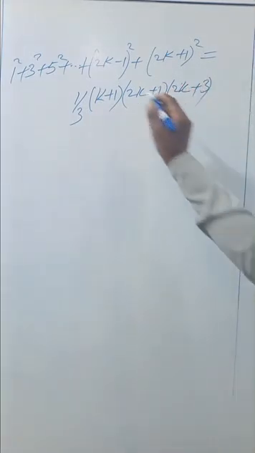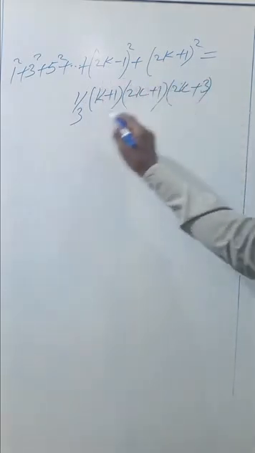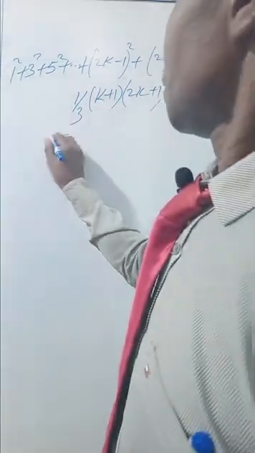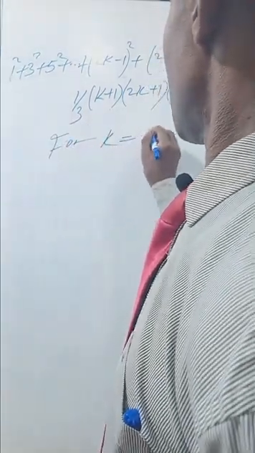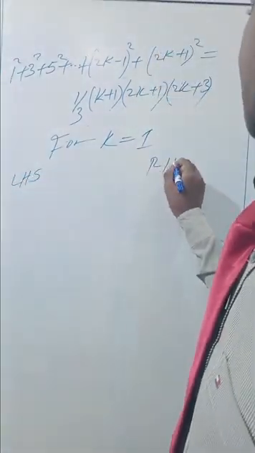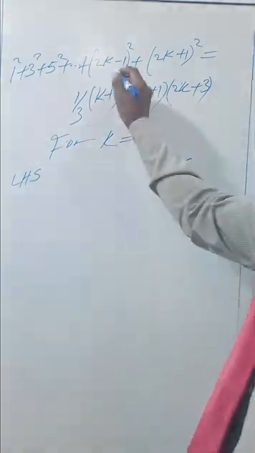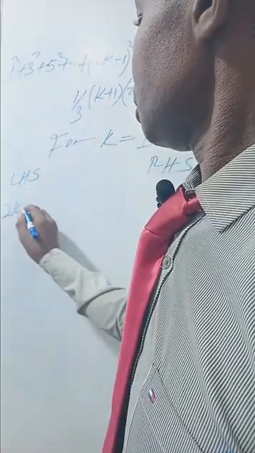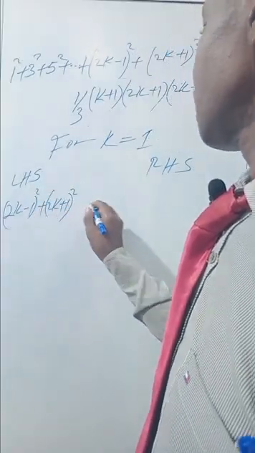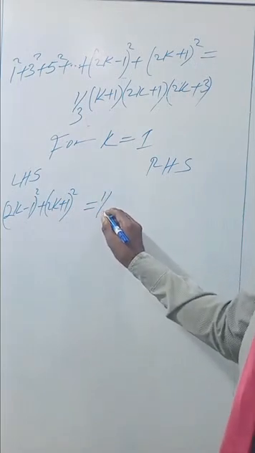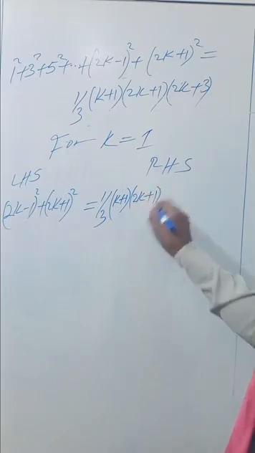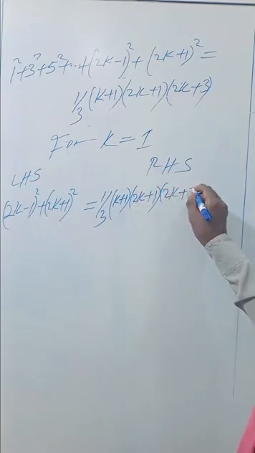Now let's check the last two terms on the left hand side, and this one, and try to substitute for k equals 1 and see if the statement is true. So for k equals 1, let's have our left hand side here, and our right hand side somewhere around there. So the left hand side, we're going to take these two terms, that is 2k minus 1 squared plus 2k plus 1 squared. On the right hand side, we're going to take the whole of that, 1 over 3, k plus 1, then 2k plus 1, 2k plus 3.